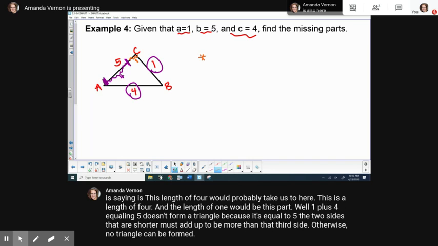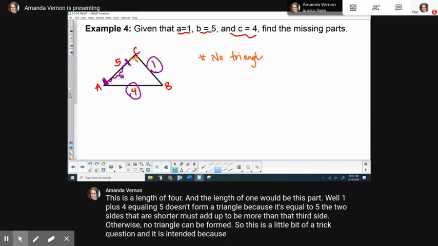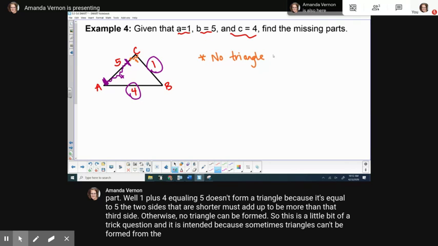So this is a little bit of a trick question. And it is intended because sometimes triangles can't be formed from the given information. So I wanted to make sure we talked about that a little bit today.